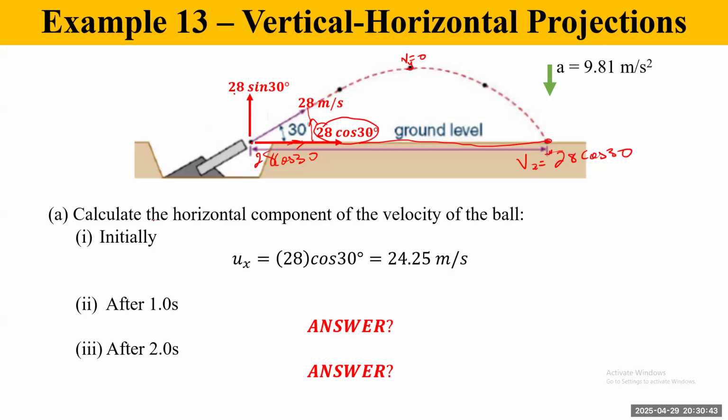So initially you must calculate the horizontal component, which is the one that never changes. It's going to be 28 cos, and most times it is cos. Whatever angle you see there, you take the cos of it times the initial velocity, and you'll get the initial horizontal velocity. It doesn't change. It says to calculate the initial horizontal component, and then after 1 second and after 2 seconds. It will not change after these periods. It will remain the same.